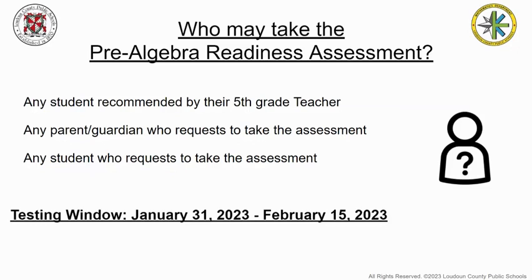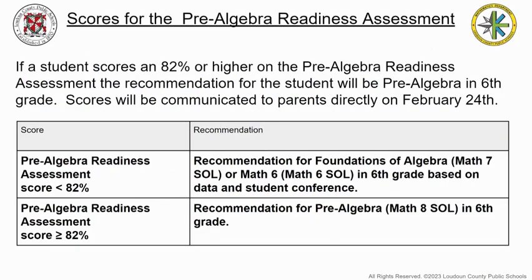The testing window for this assessment is January 31st, 2023 to February 15th, 2023. Parents and guardians should reach out to their 5th grade teacher to request for their student to take this assessment. If a student scores an 82% or higher on the pre-algebra readiness assessment, the recommendation for the student will be pre-algebra in 6th grade. Scores will be communicated to parents directly on February 24th.